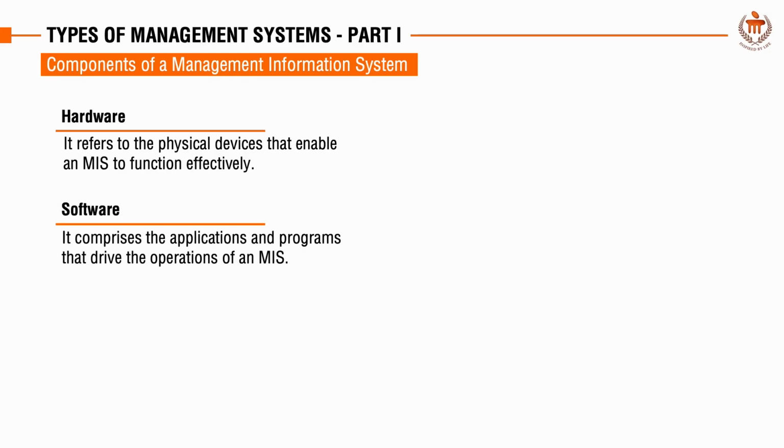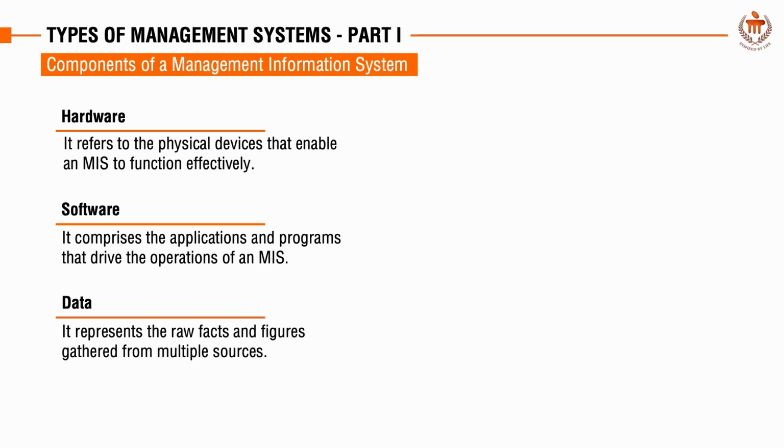Software. Software comprises the applications and programs that drive the operations of an MIS. Key components include operating systems, database management systems, and specialized tools for reporting, analysis, and decision making. These programs ensure data is managed, organized, and presented in a format that supports informed decision making.